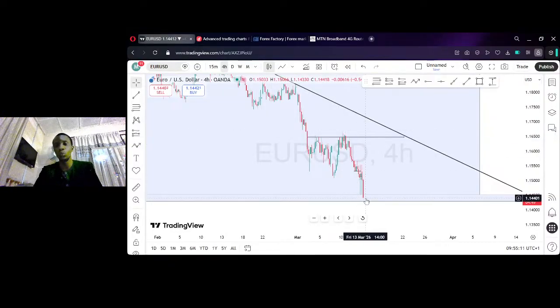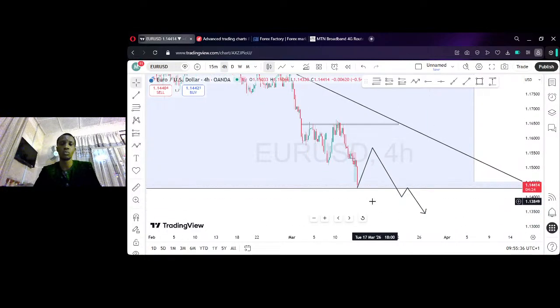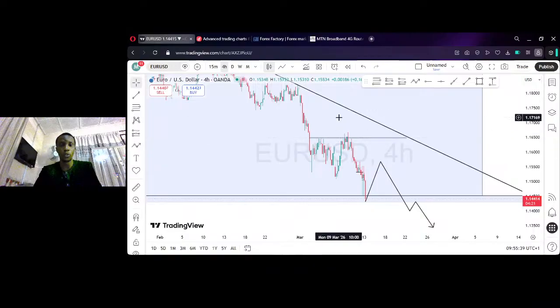So technically we expect price to push back up, to retrace, to give a new lower high. From there, it will sell down, pull back, then push back down again. If price can break it like this, we retest, and we push the price back down. Now we have a lower low, a lower high, a lower low. Price is expected to pull back to give a new lower high. From there, it will sell down again to attempt this support.